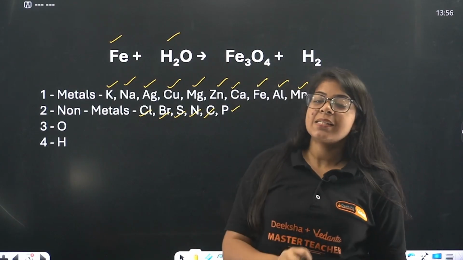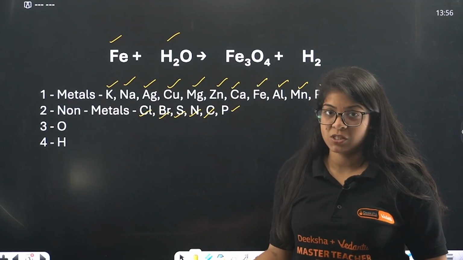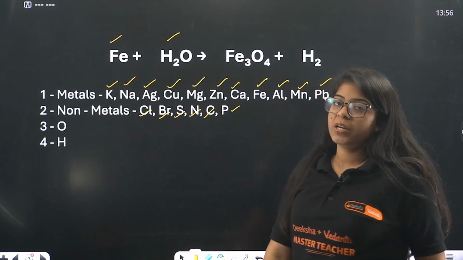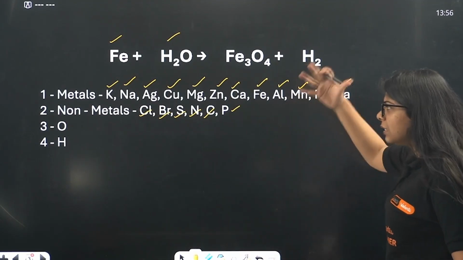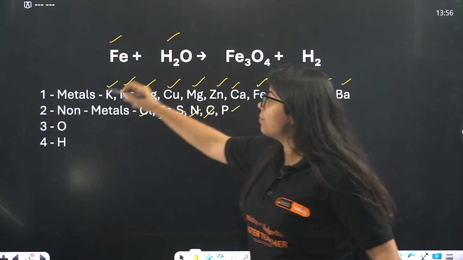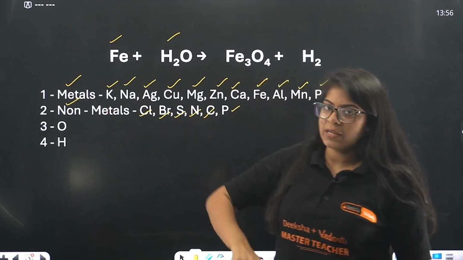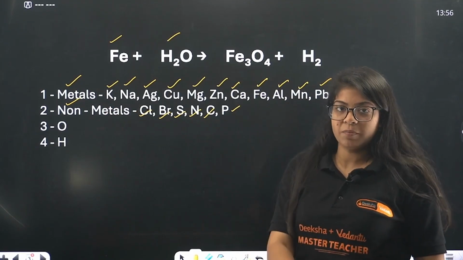Now, beta, these are some of the metals and non-metals you should know. You should classify them like this, okay? Then we have oxygen and hydrogen. What are these doing here? Whenever we balance, we first balance the metal, then the non-metals, then oxygen, then hydrogen. Hold that thought in your mind, okay?